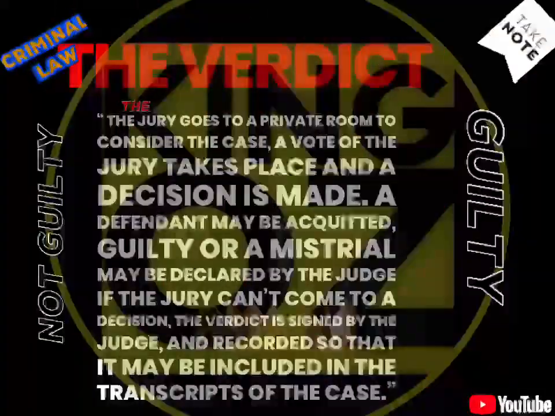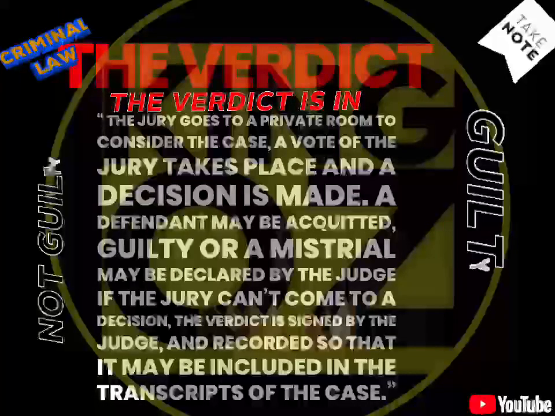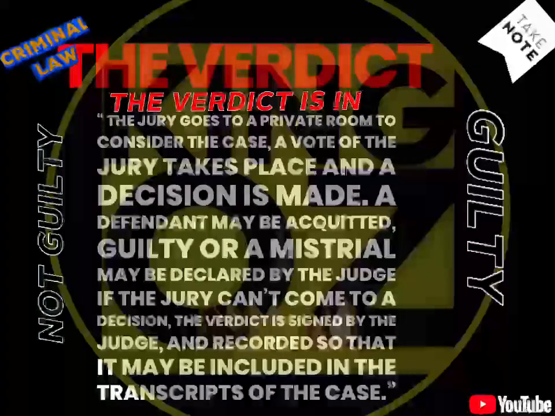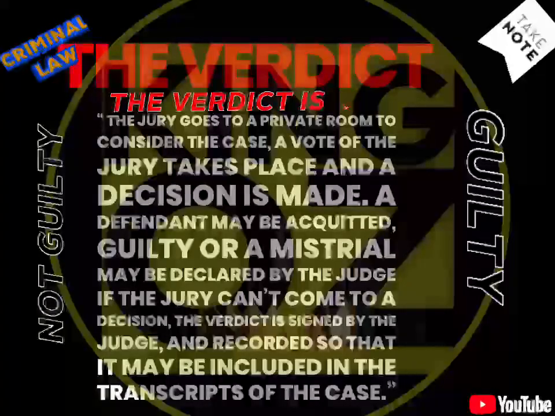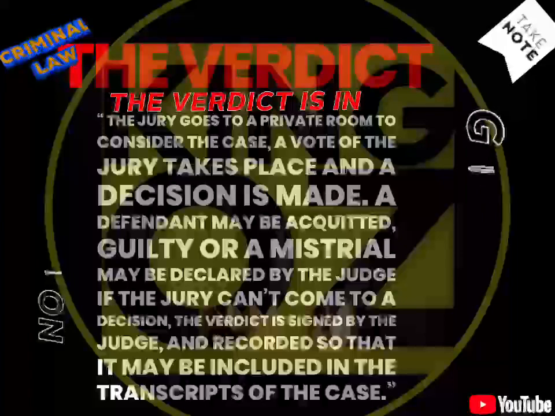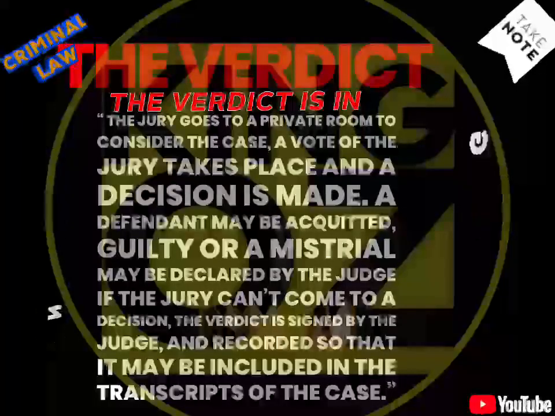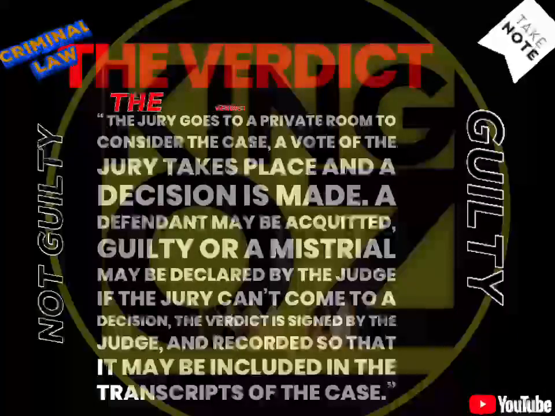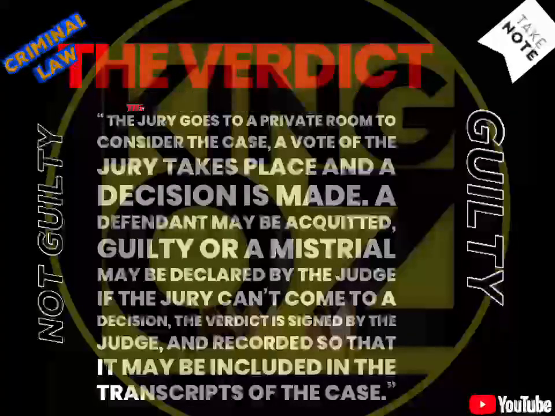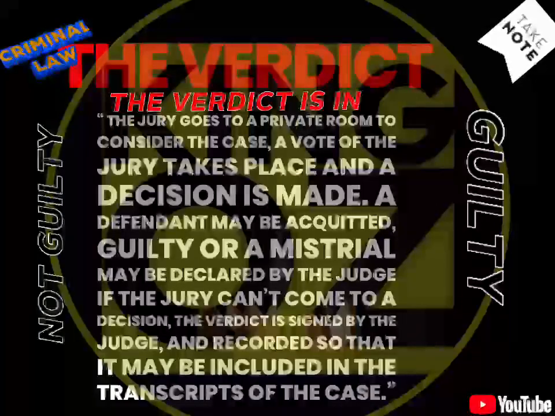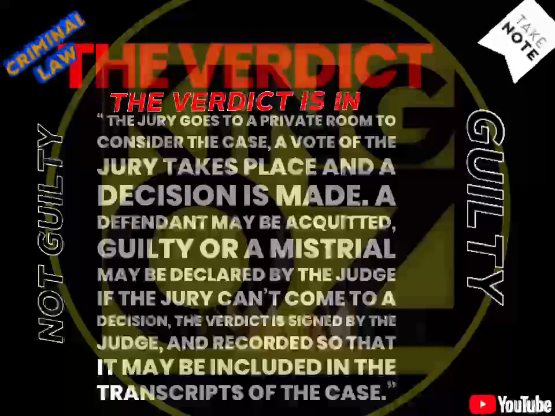Now we get to where y'all wanted to go from the jump. As soon as the arrest is made, you want a verdict to be read, and that's it. No, there's a process, there's steps to this. So now we get to the verdict, where the jury goes to a private room, considers the case, takes a vote, and a decision is made. A defendant may be acquitted, found guilty, or a mistrial might be declared if the jury can't come to a decision. In more serious cases, another hearing might be held to determine the sentence.